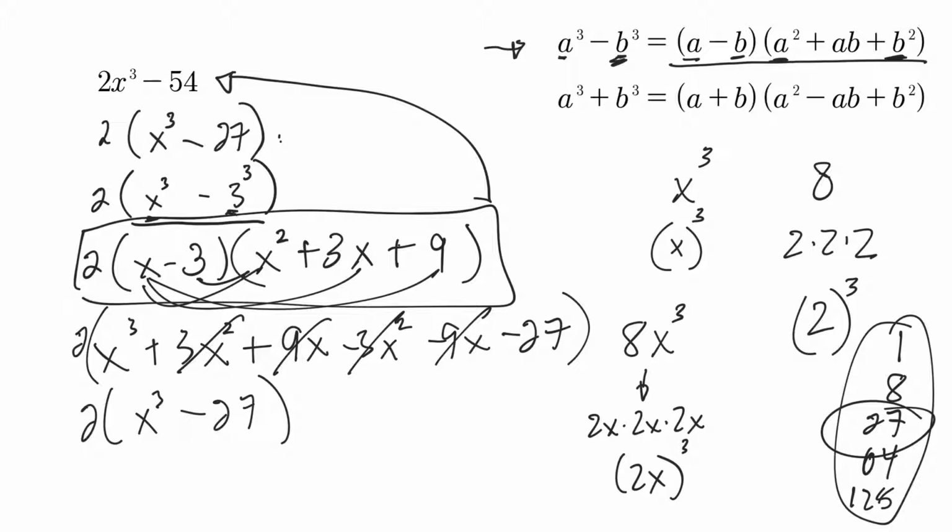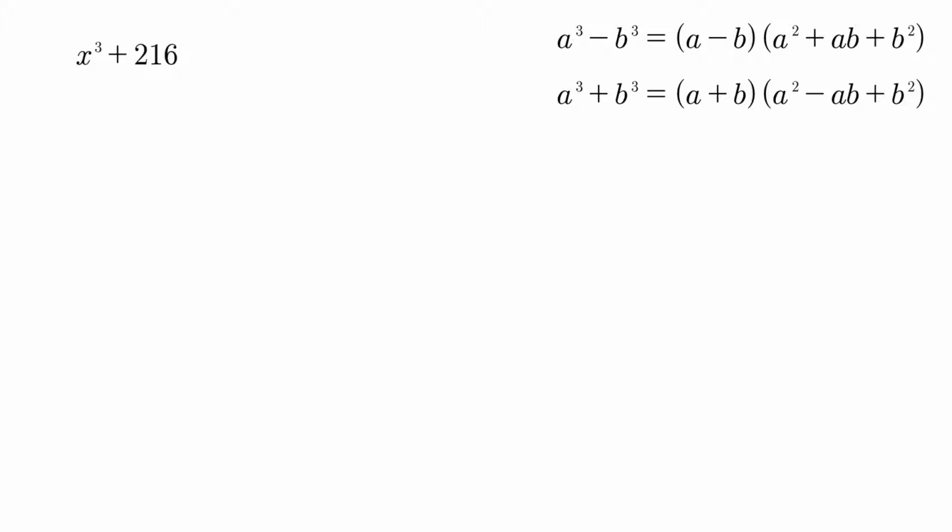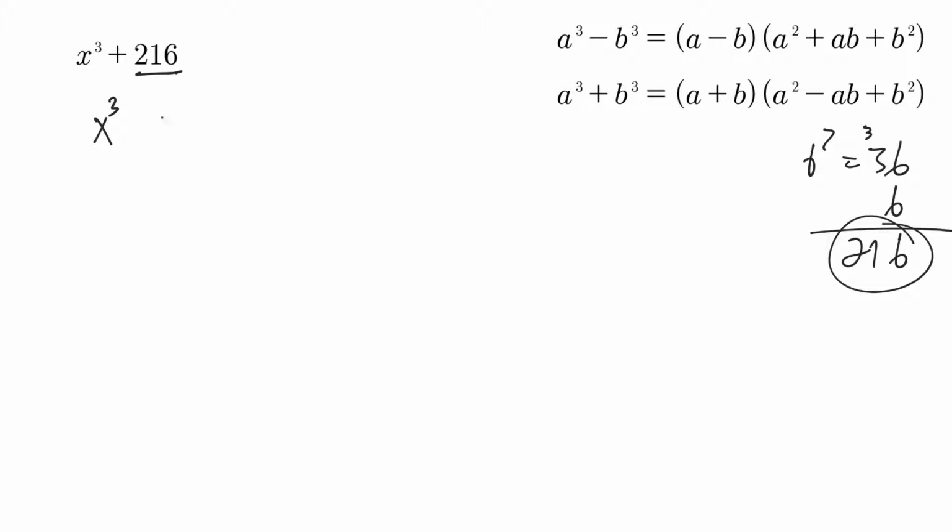Here's another difference, or sum of cubes. Oh, this is a sum of cubes. So 216, I'm wondering if that's a cube. Hopefully it is. So I'm thinking 6. So 6 squared is 36. And if I take 36 and times it by 6, 6 times 6, 36, carry 3, 18 plus the 216. Yeah, so 216 is the same thing as 6 cubed.